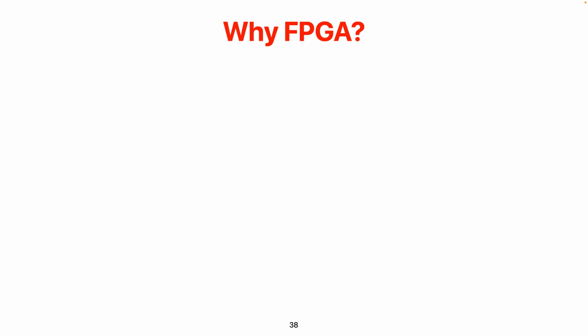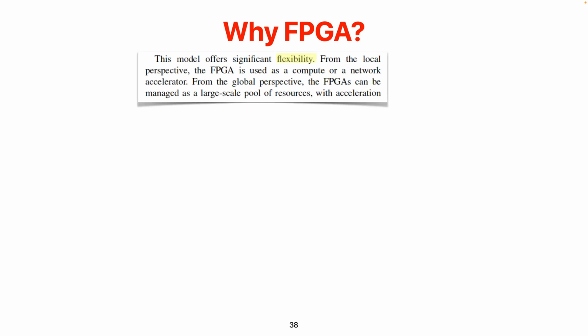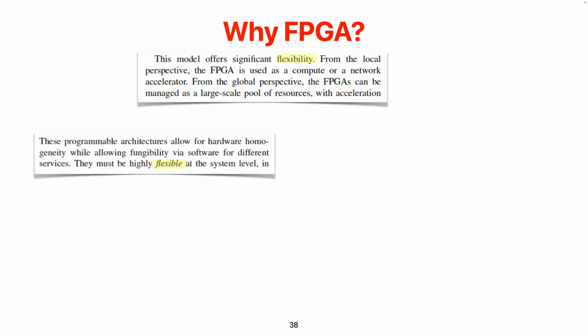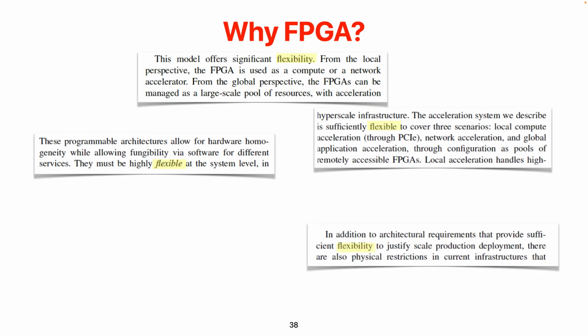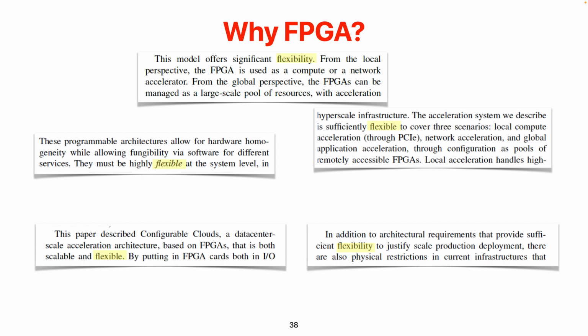Efficiency, what else? Balance? Programmability? Flexibility, right? That's a better word. So the model offers significant flexibility. They must be highly flexible, sufficiently flexible, sufficient flexibility, scalable, flexible, right? So if you find the word they use the most, it's probably flexible. The reason why they want the FPGA is just because it's flexible.